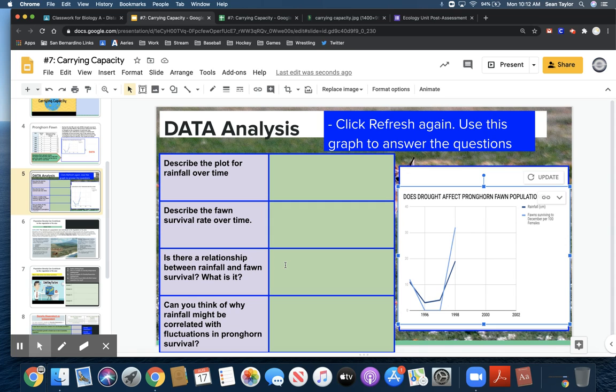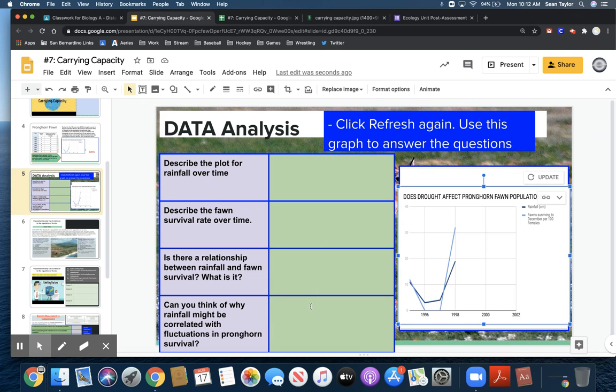Is there a relationship between rainfall and fawn survival? For instance, if rain goes down, what happens to fawn size? When rain goes up, what happens to fawn size? Is there any connection or correlation between the two based on this graph?